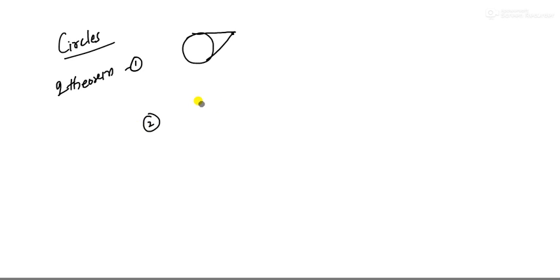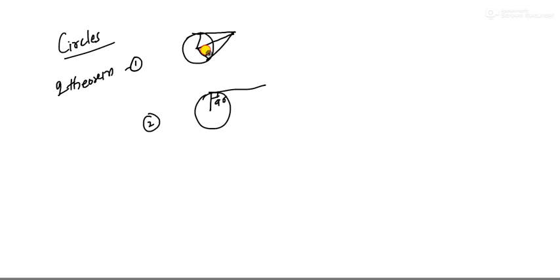So in circles they mainly ask questions based on two theorems. Which are those two theorems? The first theorem is that the lengths of tangents are always equal, and the second theorem is that the angle between tangent and radius is 90 degrees. So these questions are always asked, and this is also related to your Pythagoras theorem, as well as sometimes trigonometry you have to use.